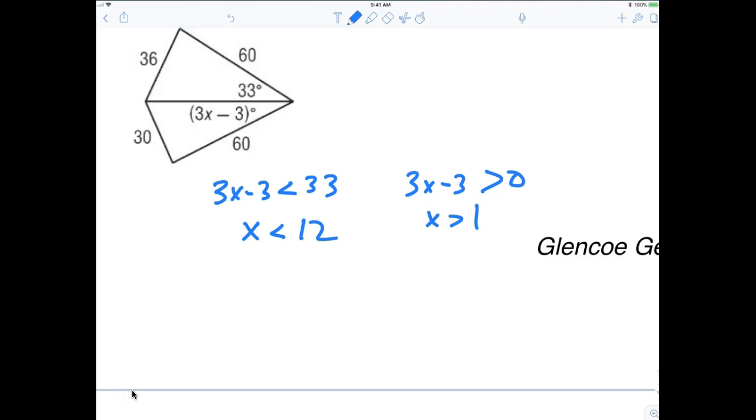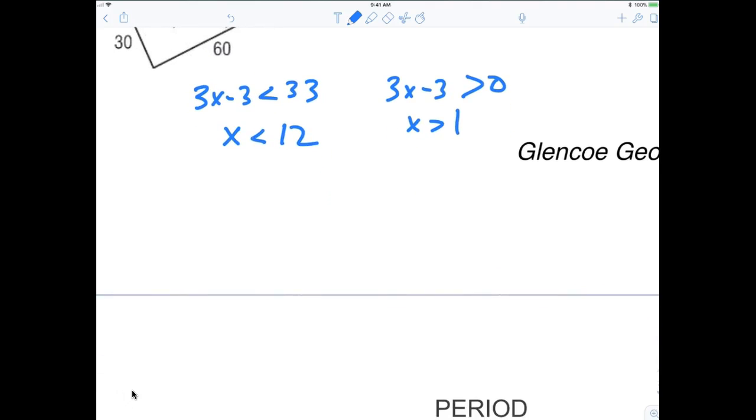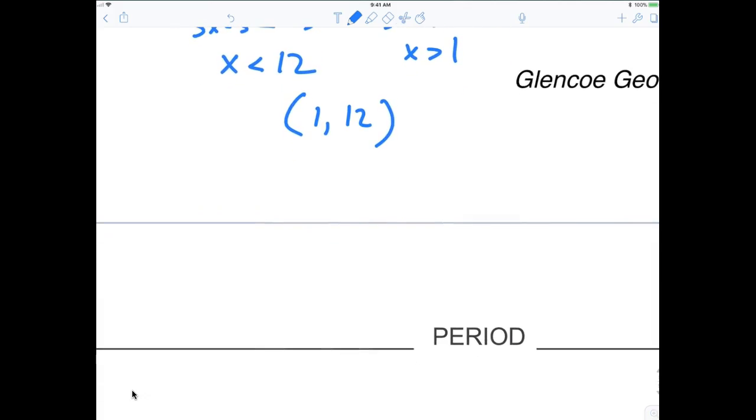Now, I know it's been a long time, how do I graph greater than 1 and less than 12? So we would say from 1 to 12. That would be an interval notation that you'll be expected to know from last year. The other way you can write it is to say x is, remember you always write numbers from small to large, less than 12 but greater than 1. Those will be the options.